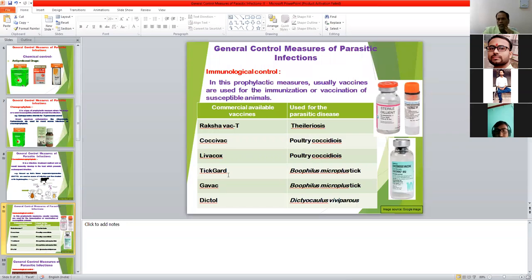And TickGARD and Gavac is a recombinant vaccine, and BM86 antigen is extracted from the tick gut antigen, which is immunogenic, that is Boophilus microplus 86, in short BM86 antigen. This is a recombinant vaccine used to prevent ticks, that is Boophilus microplus ticks. And another important vaccine is Dictol, an X-irradiated vaccine, working against the lungworm, that is the nematode Dictyocaulus viviparus. These are some important vaccines that have been prepared to prevent the occurrence of some important parasitic diseases.